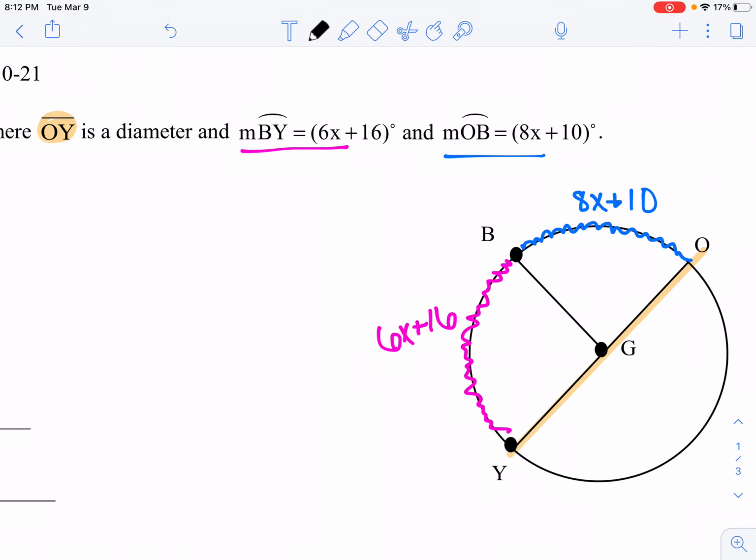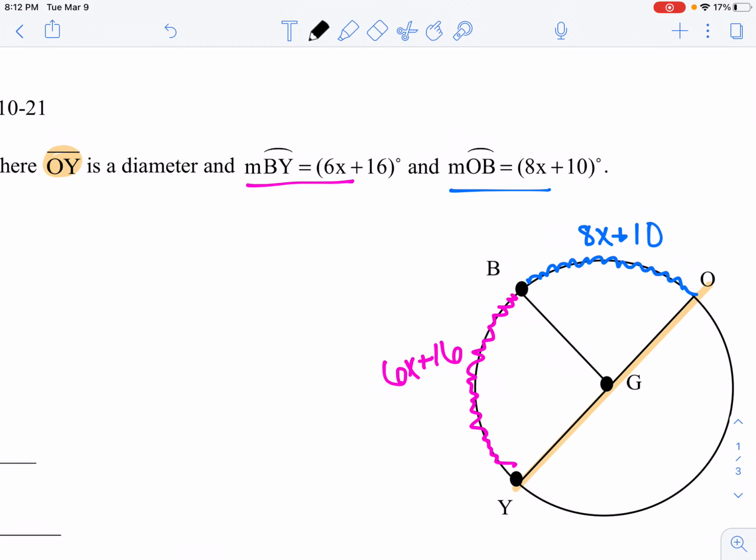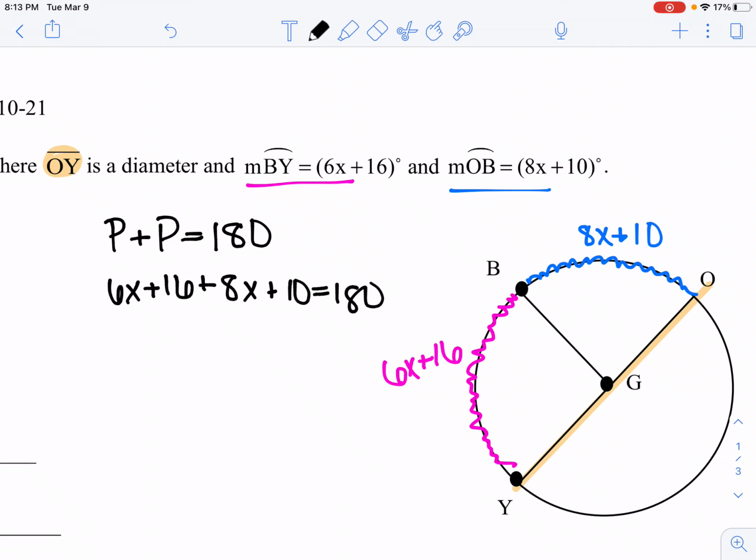So after pausing our video, hopefully you're able to look at this and see that, as we've been talking about, we have two parts here, part plus part, and those two parts make up a half circle. It goes from one end of the diameter to the other end. So part plus part is going to equal your whole of 180 degrees, because that's half your circle. So we're going to sum our two parts. You're getting 6x plus 16 plus 8x plus 10, and that's going to equal 180 degrees.